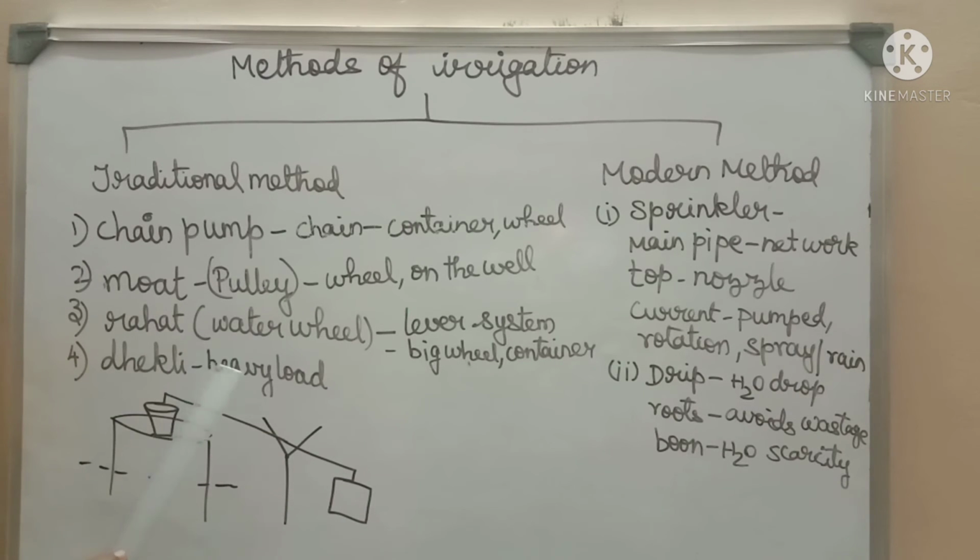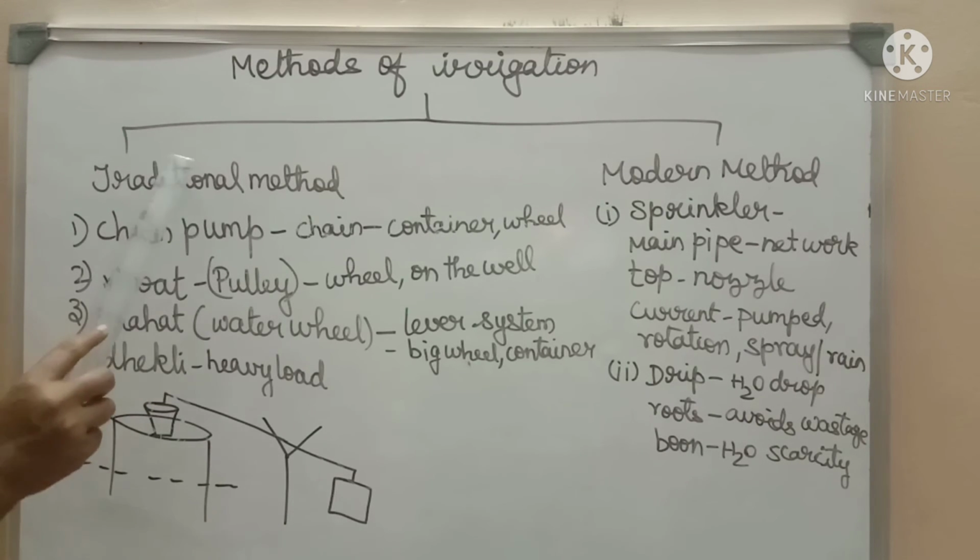Last one is the dekli, which consists of a wooden log. This is the source of water. One end of the wooden log is tied with a heavy load and the other end with a bucket. As the load is removed, the bucket drops inside the well and fills. Again, the load is tied to one end to draw the bucket up. Likewise, the water can be drawn from the water source. These were the traditional methods. You can enjoy looking at the pictures in your book.